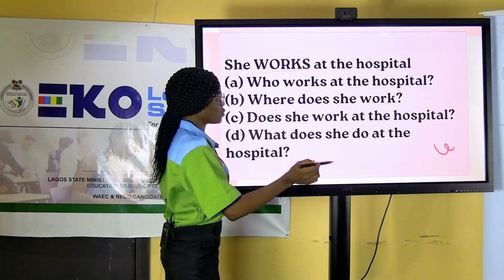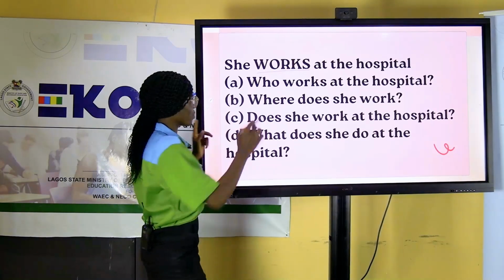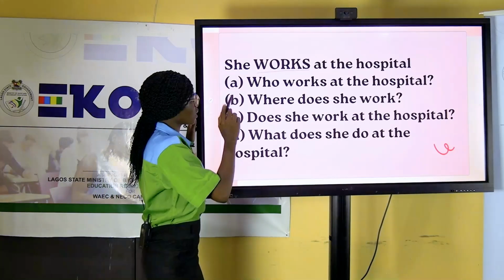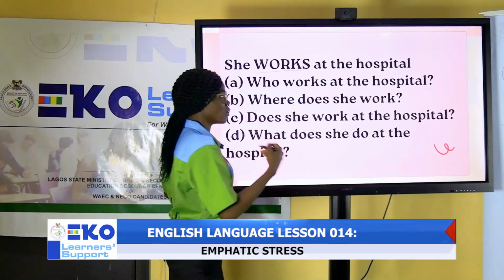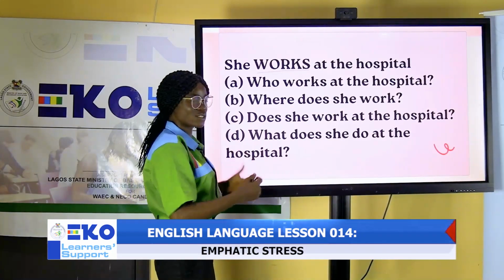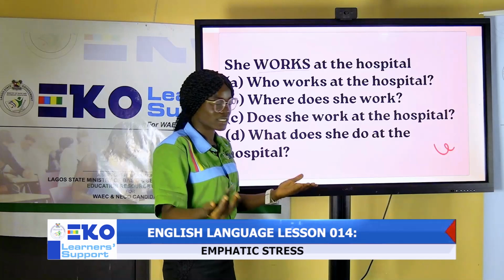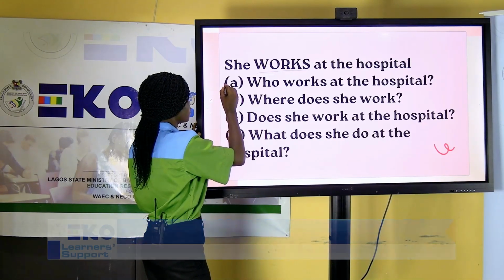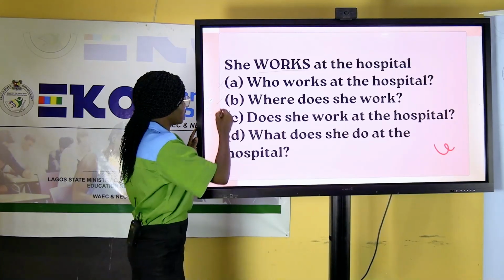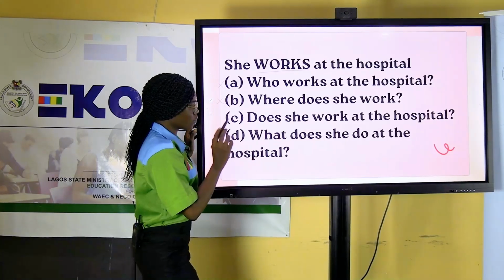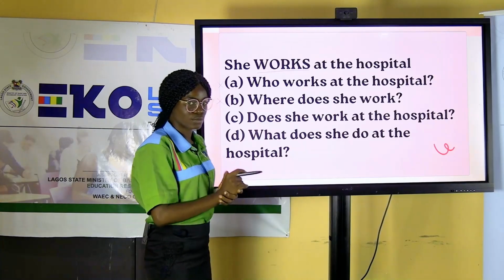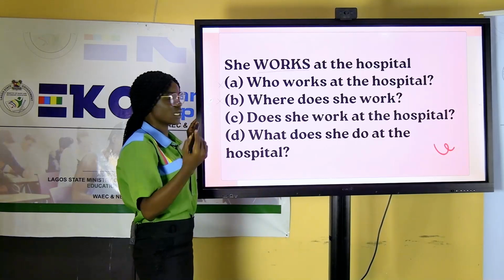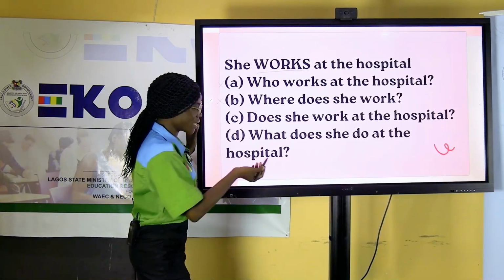Who works at the hospital? You will say she, which means it's wrong, because the emphasis is not on she. Rather, the emphasis is on works. Look at the second one. Where does she work? Your answer, of course, will be hospital, and that is not where we have the emphatic stress. That means it's also incorrect. Does she work at the hospital? Yes, no.